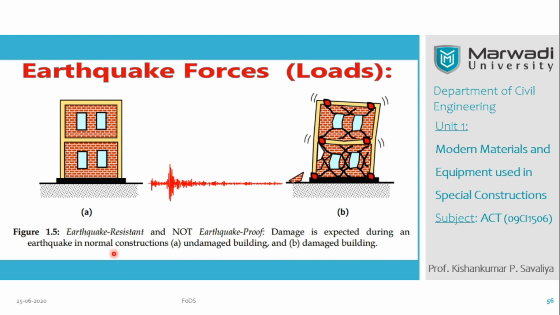Similarly, here you can see a building that is earthquake resistance but not earthquake proof, as I mentioned in the earlier slide. Damage is expected during an earthquake in normal construction: undamaged building and damaged building. This is your undamaged building and this is your damaged building.